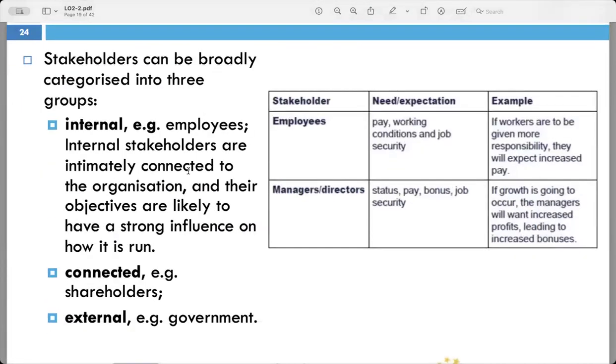Classification of stakeholders. Stakeholders can be broadly categorized into three groups: internal, connected, and external. Internal stakeholders such as employees are closely associated with the company and their goals are likely to have a significant impact on the decision making process of the organizations. Those who are connected, such as shareholders, and external entities such as the government.